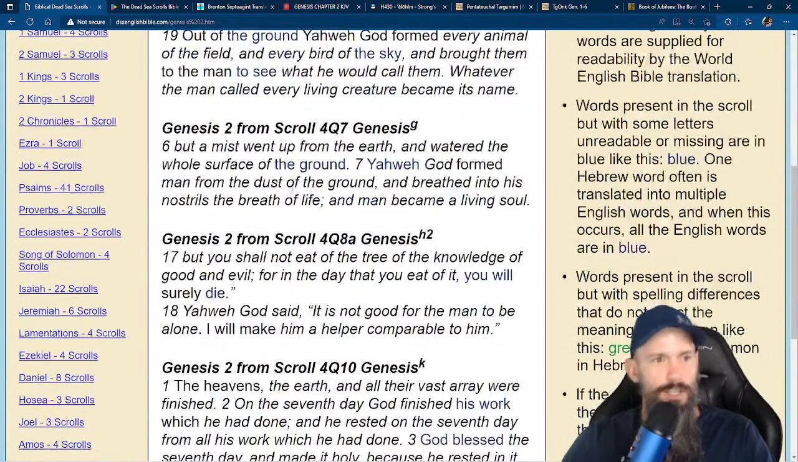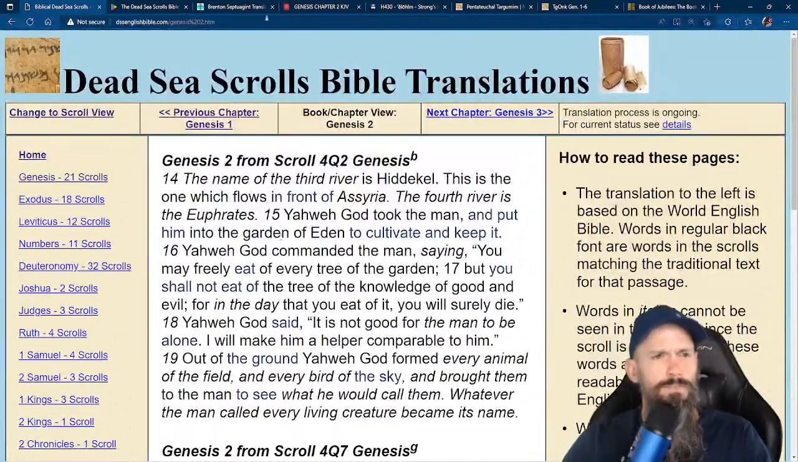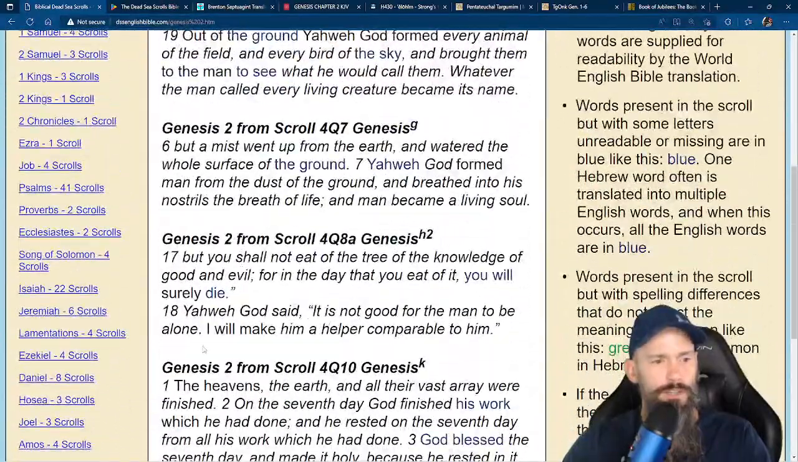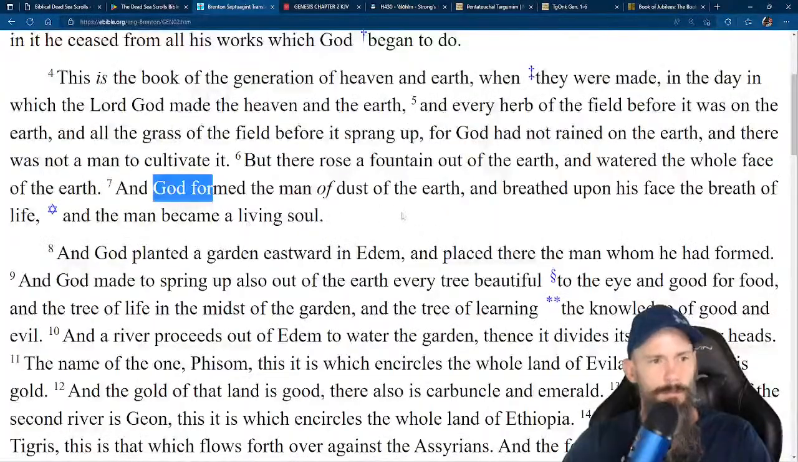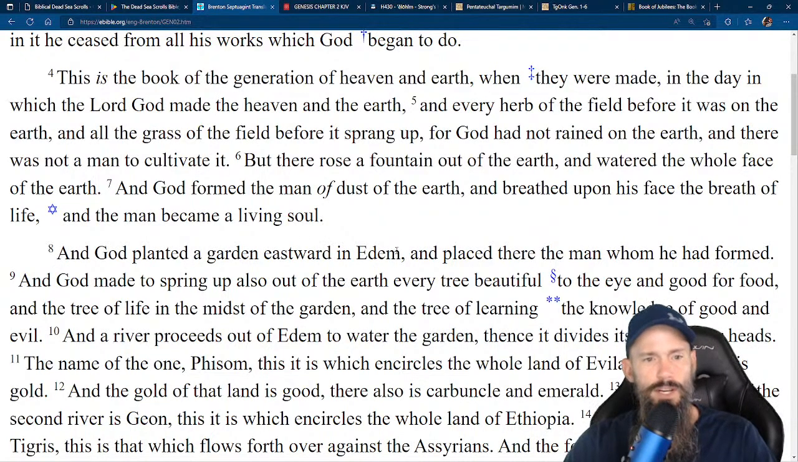So 7, 8, going to 14, 8 to 14. And 8. And Yahuwah planted a garden eastward in Eden, and placed there the man whom he had formed. And Yahuwah made to spring up also out of the earth every tree beautiful to the eye and good for food, and the tree of life in the midst of the garden, and the tree of learning, the knowledge of good and evil. And a river proceeds out of Eden to water the garden.